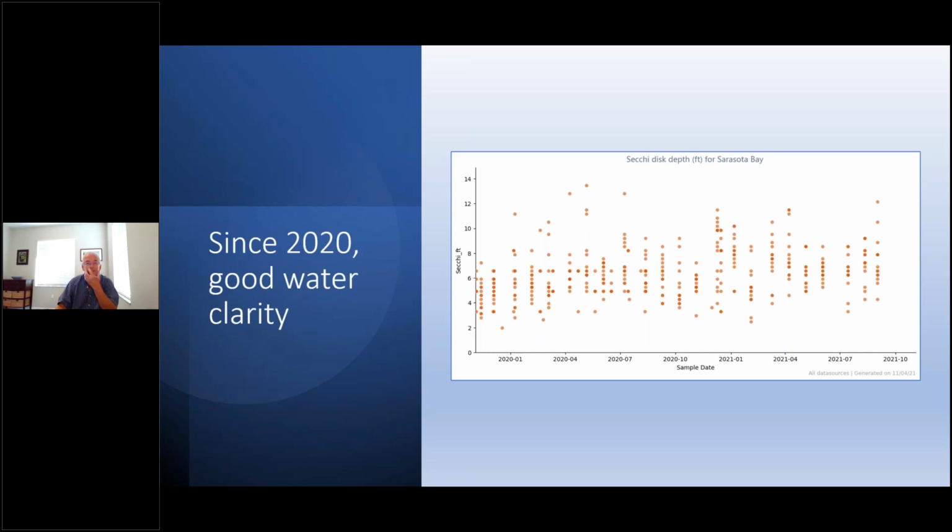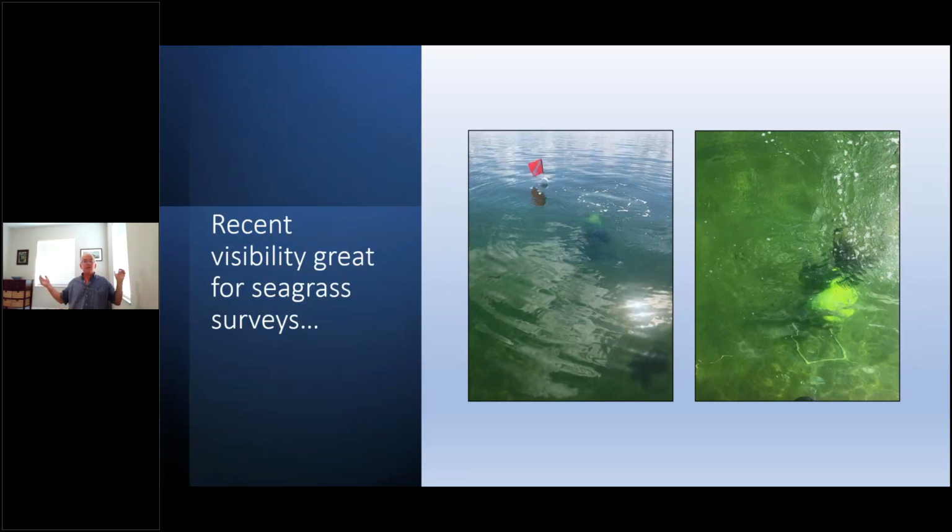And in fact, in our recent seagrass surveys, this is Jay Leverone in the water. Here he is in about 8 feet of water, and he's about 15 feet away from the boat, and yet you can see him completely from top to bottom through the water. That's what it looks like in the bay right now. This is doing a Braun-Blanquet survey in Sarasota Bay. And so we've got great visibility.